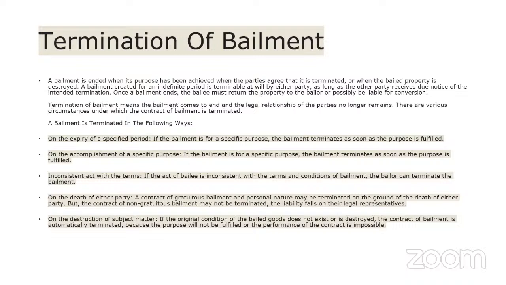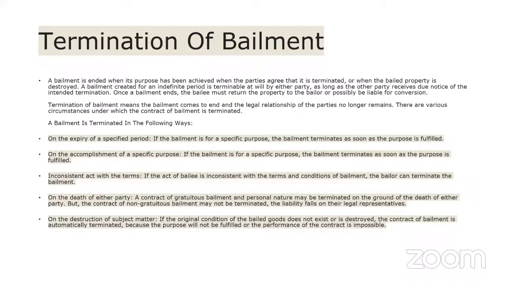Right? So I gave my car to the mechanic to repair it, but he is traveling in it for his own personal purpose. Right? So the bailer can immediately terminate the bailment. Then the next scenario is on death of either of the party, right? Either the bailee or the bailer. On the death of either the bailee or the bailer, the bailment would be terminated. And the last situation is on the destruction of the subject matter. If those goods don't exist, right, the bailment is automatically terminated.